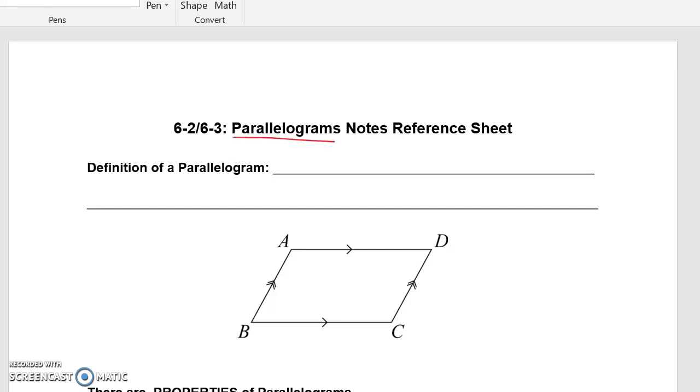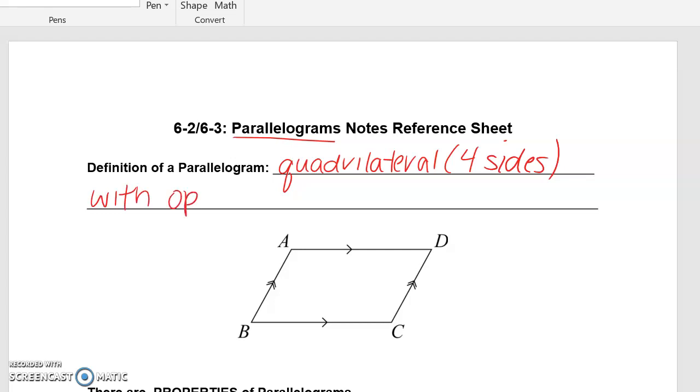Okay, so a parallelogram is just a quadrilateral, and a quadrilateral has four sides, with opposite sides parallel. All right, and just remember that parallel lines are two lines that never intersect.